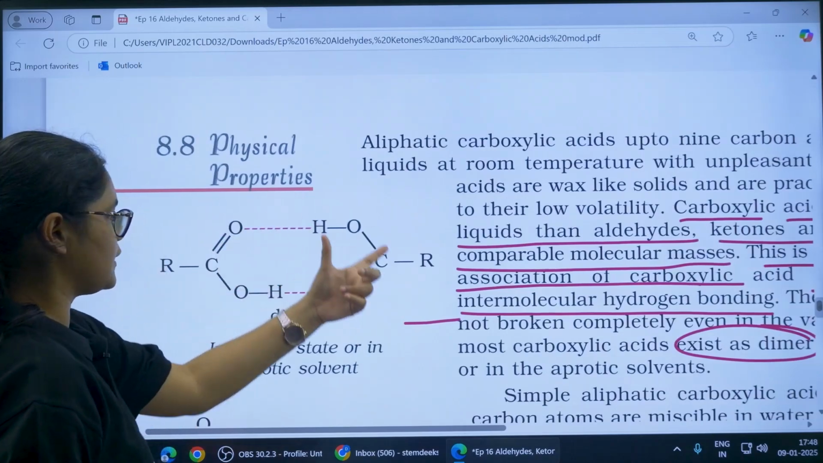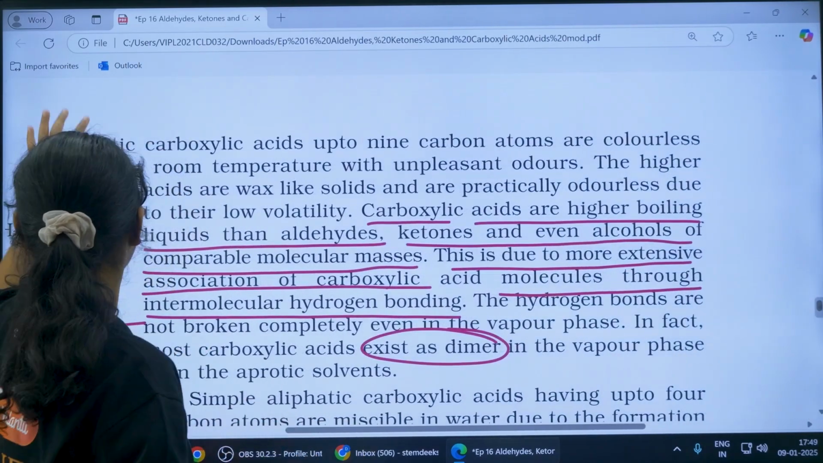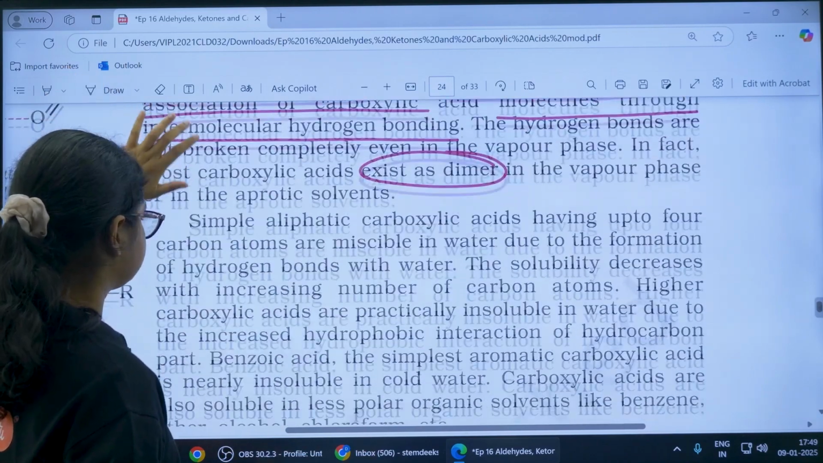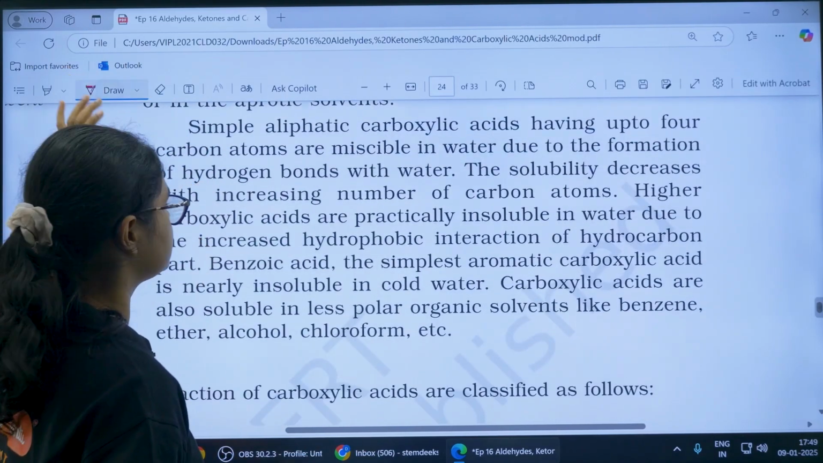You can see the hydrogen bonding in carboxylic acid. Next we have, here coming to the solubility. So this is very simple.